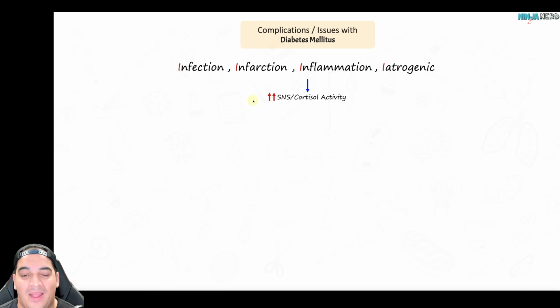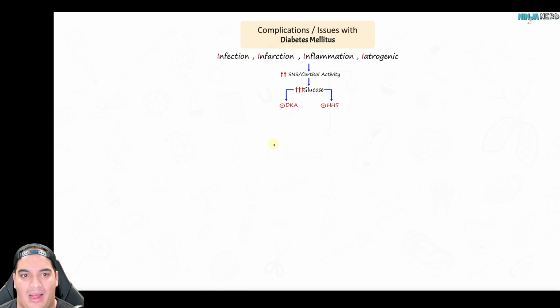You want to know why? Because they're going to increase glycogenolysis, gluconeogenesis, and they are going to lead to a very high glucose level. And when you have a high glucose level in a patient who already has diabetes, you have a recipe for some disaster, such as DKA and HHS, diabetic ketoacidosis, and hyperglycemic hyperosmolar syndrome. Now, we have to differentiate between these two, so let's talk about that.